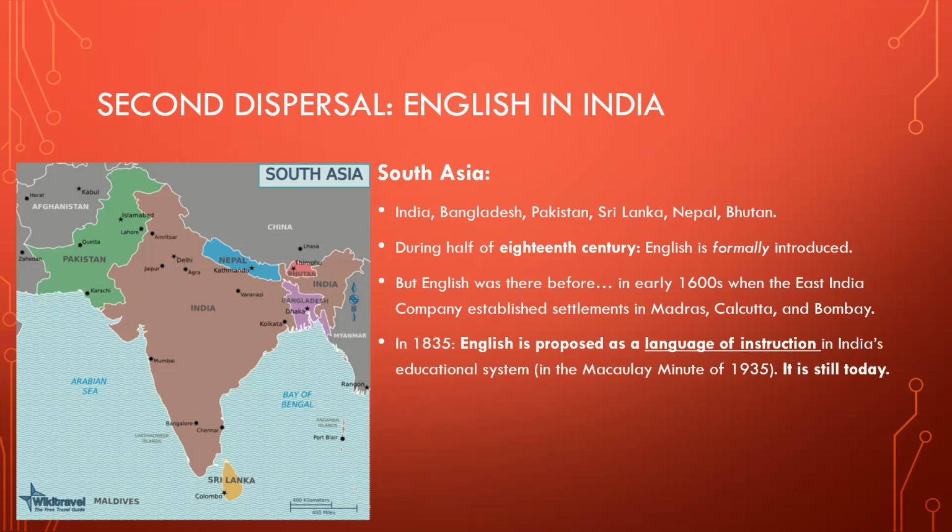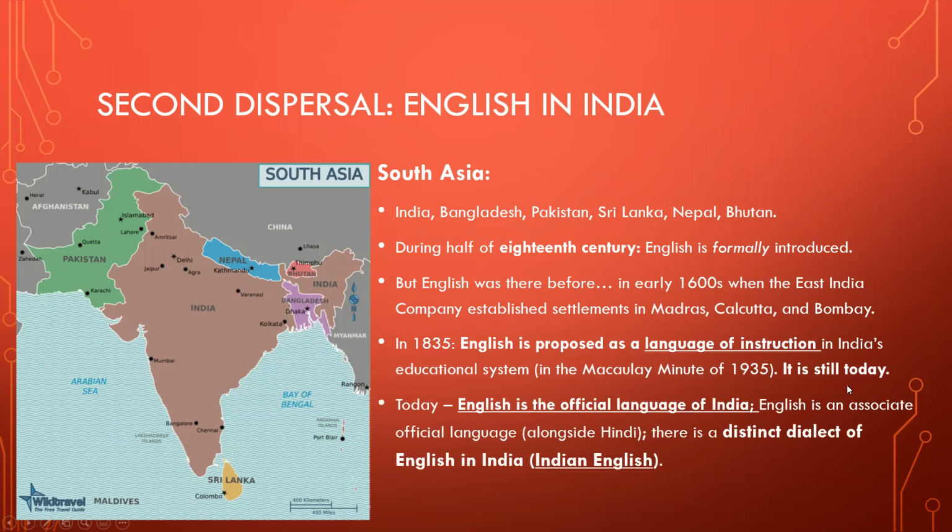So in 1835, however, English is proposed as a language of instruction. So we decide that there should be a policy that instructs English in schools. So even though it had a presence in the early 1600s, in the 18th century, we see the policies being made that suggest that English should be used. So English is still the language of instruction in these contexts, specifically India today.